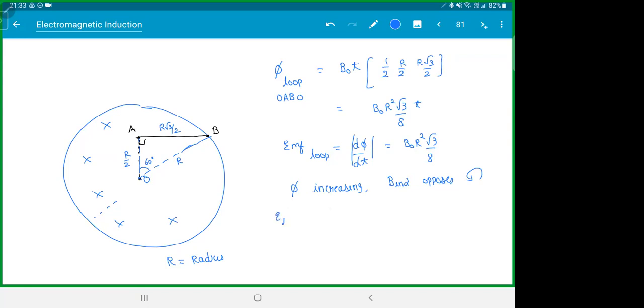So can I write like this? EMF in the loop is potential difference from O to B plus potential difference from B to A plus potential difference from A to O. Do you guys agree with this statement? The total potential difference in this loop OABO is nothing but OB plus BA plus AO. Please have a look at till here. I have to find for AB, but I can't find it directly. So we are going a little roundabout. But if you make a loop OAB, I can find.